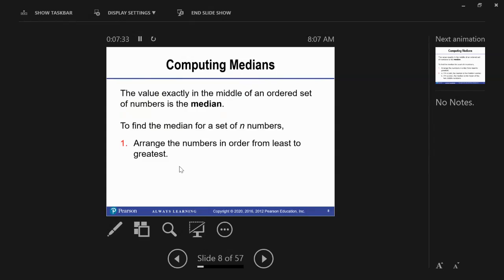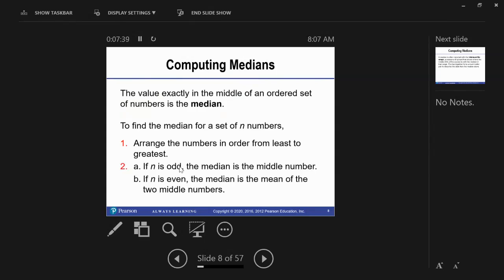So in order to find our median, we're going to arrange our numbers from least to greatest. And then if we have an odd number of numbers, your median is just the middle number. But then what happens if you have an even number of numbers? You don't have a middle number, do you? So what you're going to do there is take the two middle numbers and average those, and that'll be your median.